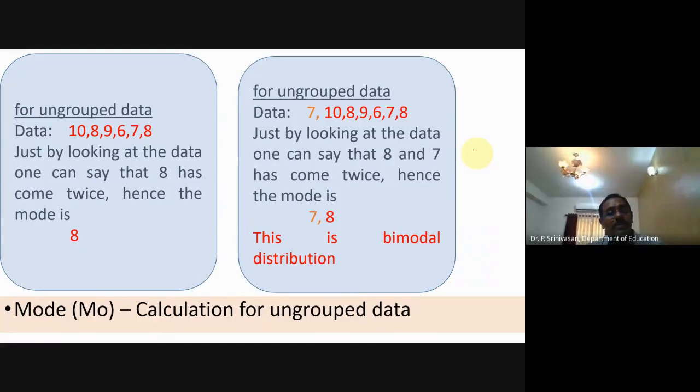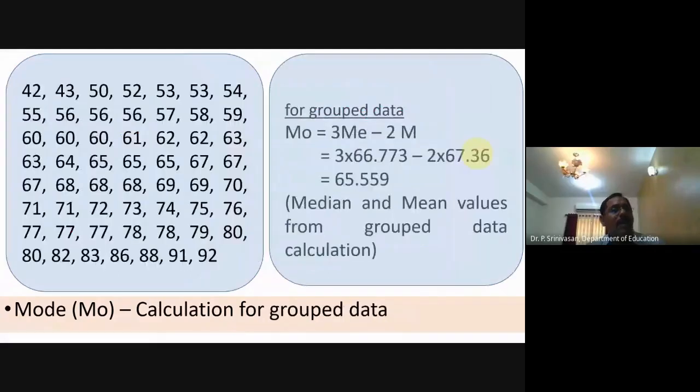Now let us go for a formula. There is yet another formula from the frequency distribution table. I am not going for that. It will be a little bit difficult, but I am taking another formula which is very easy to calculate. So you can see the right side. It's very easy. Mode is equal to 3 median minus 2 mean.